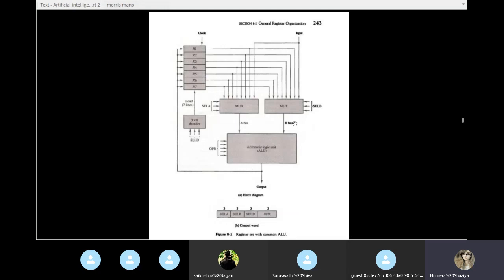This is your block diagram of the register file in a processor, and you have a control word. What is a control word? A control word is an instruction sort of thing which is stored in a memory. So you have OPR, operation, SCLD means the input to the decoder, SCLB the input to multiplexer B, SCLA the input to multiplexer A.